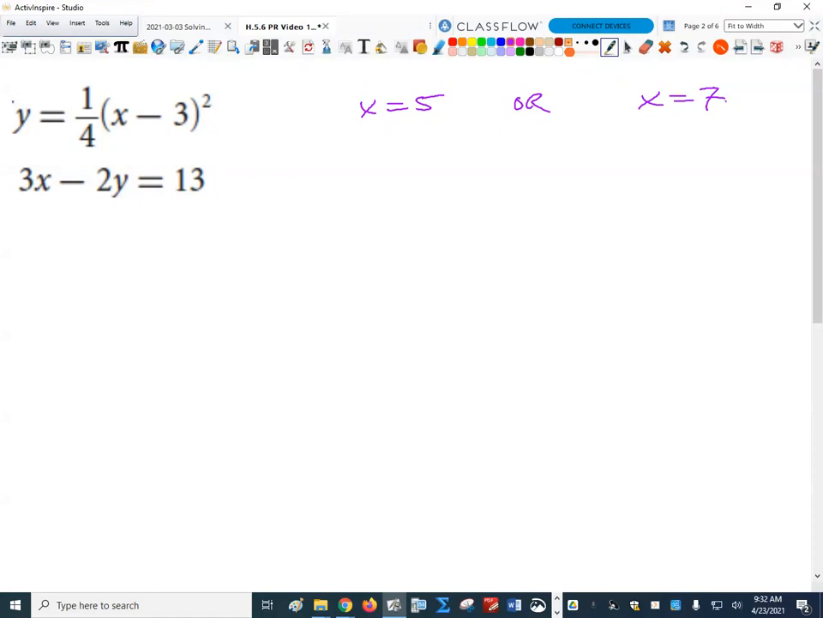I might just, like 5 goes into this one pretty easy, actually. 5 minus 3 is 2. Squared is 4. Times 1/4 is 1, right? So this gives us the ordered pair 5, 1. What about 7? That goes into the top one pretty well too, doesn't it? 7 minus 3 is 4. Squared is 16. Times 1/4 is 4. Make sense? Okay.